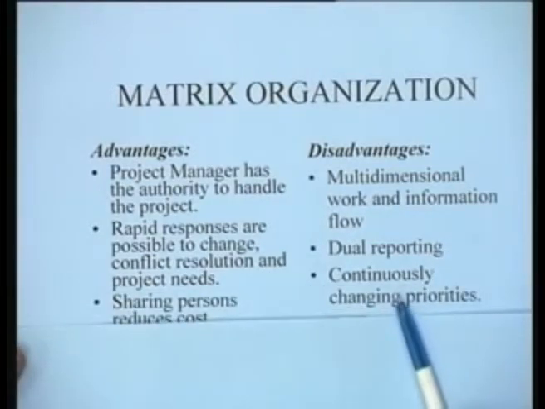Continuously changing priorities is another thing in the matrix organization. Why will there be continuously changing priorities? Obviously, if individuals are handling different projects, a project is a dynamic thing. It would be moving from the first stage of its life cycle over implementation to final completion. So at different stages of the life cycle there would be different priorities in the project. That's one thing. And then you are handling not only one project, you are handling many projects, right?